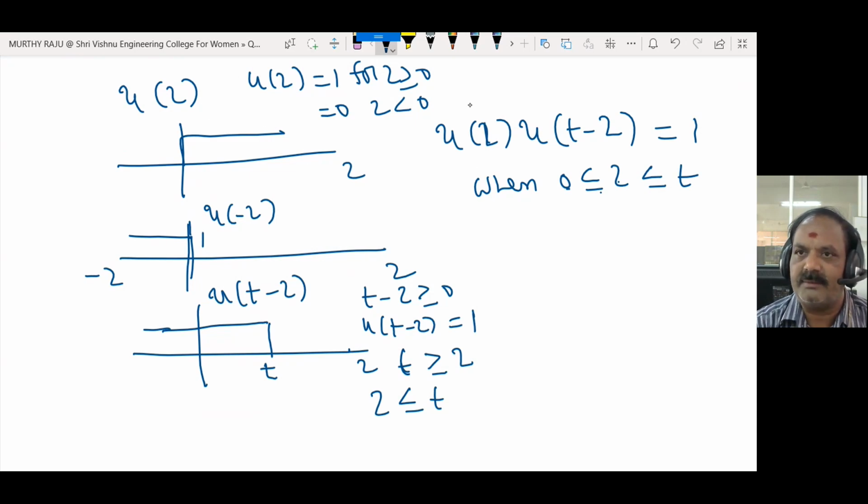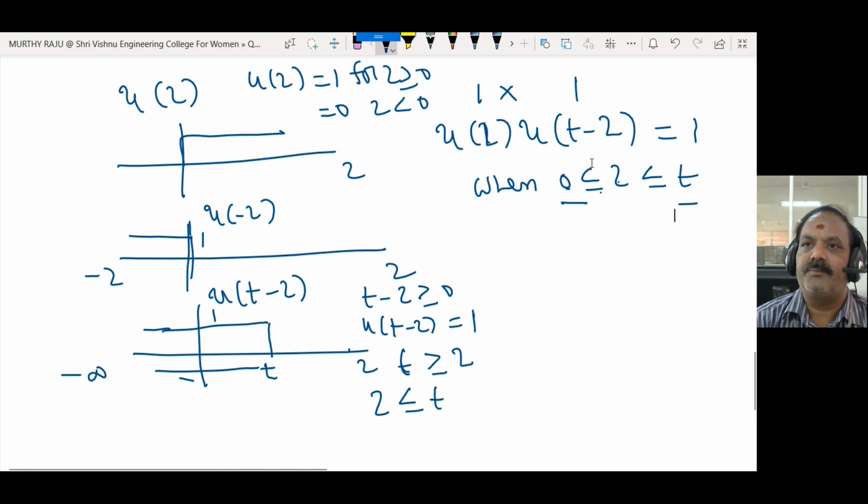Into, for t less than or equal to tau, u of t minus tau, that region, the value is 1 to infinity. The value is 1. Therefore, 1 into 1 is equal to 1 when tau lies in between 0 to t.